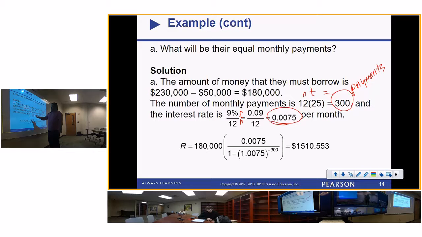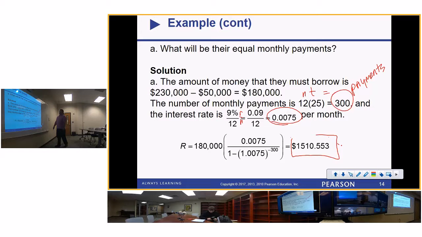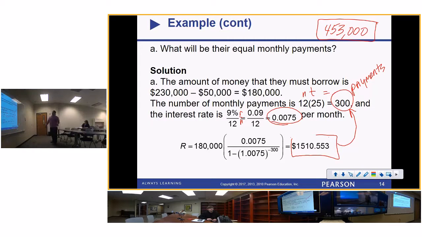All right? So here is our payment, dadgum, that's more payment than I got. $1,510. Somebody multiply 1,510 times 300 payments. $453,000. Say how much? $453,000. So how much did you pay for that $230,000 house? Almost double. Hey, man. This is the stuff they don't show you in high school.